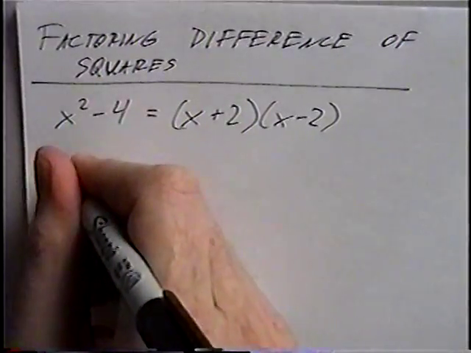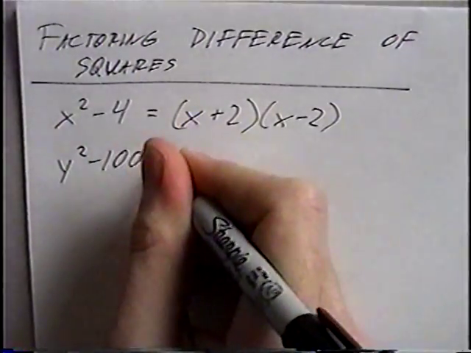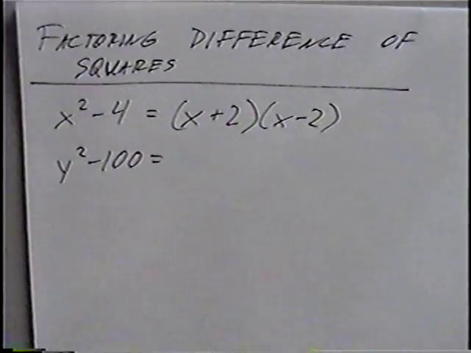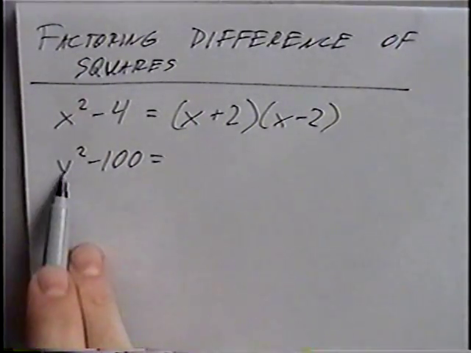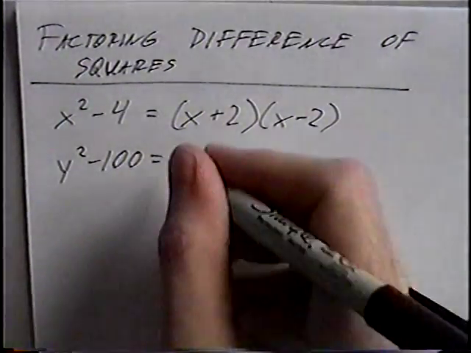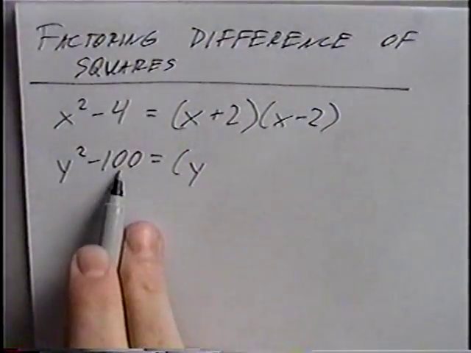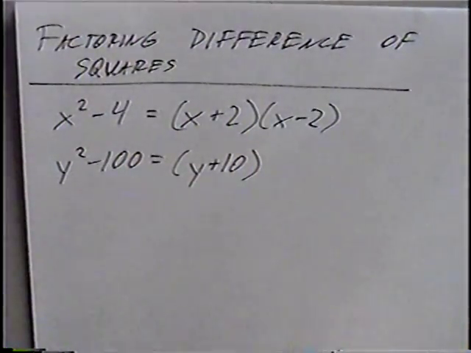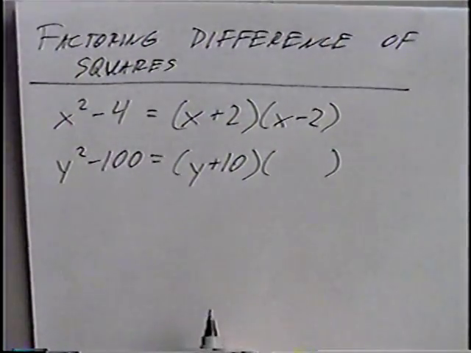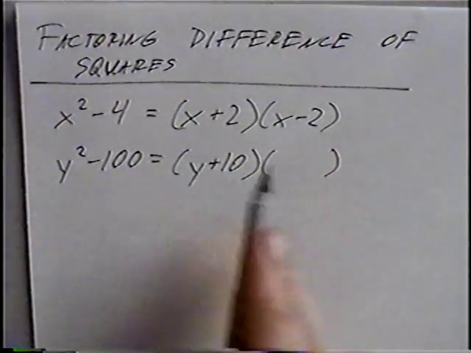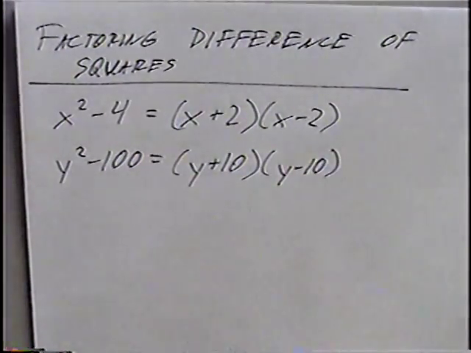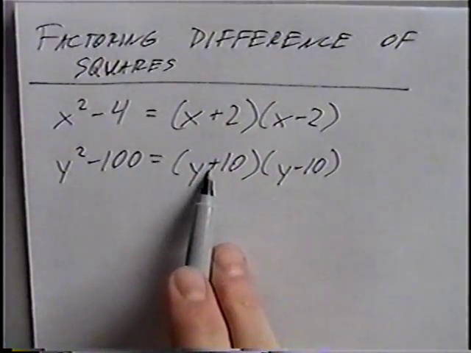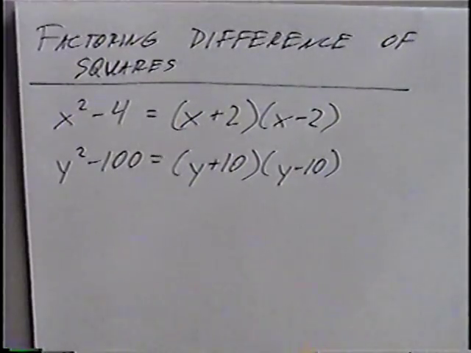Second question, y squared minus 100. Again, to factor a difference of squares, take the square root of each term. The square root of y squared is just y, and the square root of 100 is 10. The second answer is exactly the same, except you change it to a minus 10. If you wanted to, you could switch these parentheses, have the y minus 10 first and the y plus 10 second, and that would be the same answer.